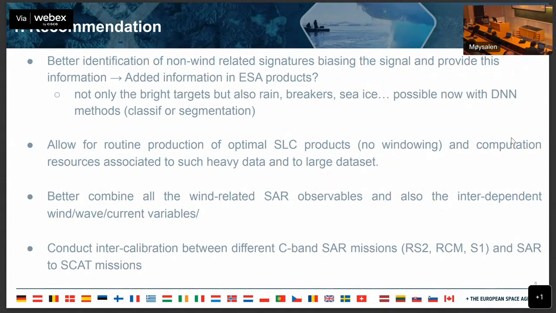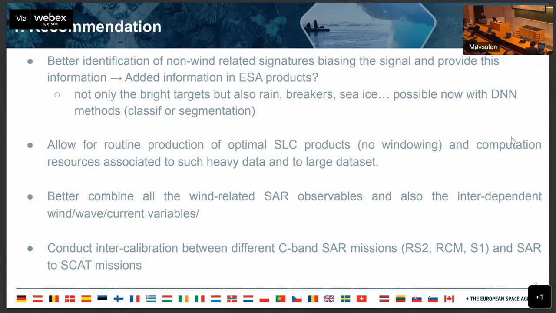NOAA produces a wind product at the sea ice, at the marginal ice zone. Well, they don't identify where the ice is. They may remove it from their calculation, but if they said, oh, this is ice and this is open water, that would be really useful. And it would be useful for interpreting coarser resolution imagery and so on.